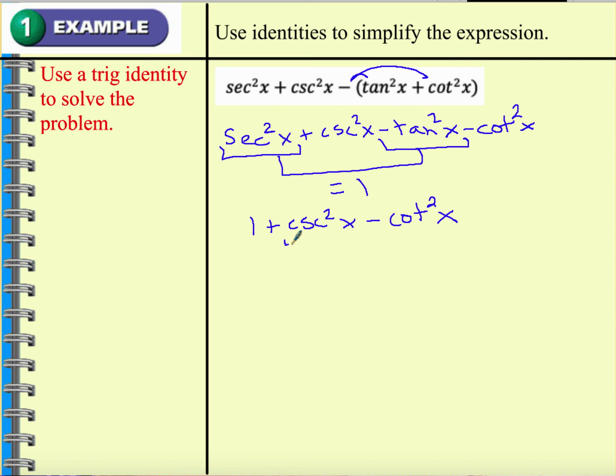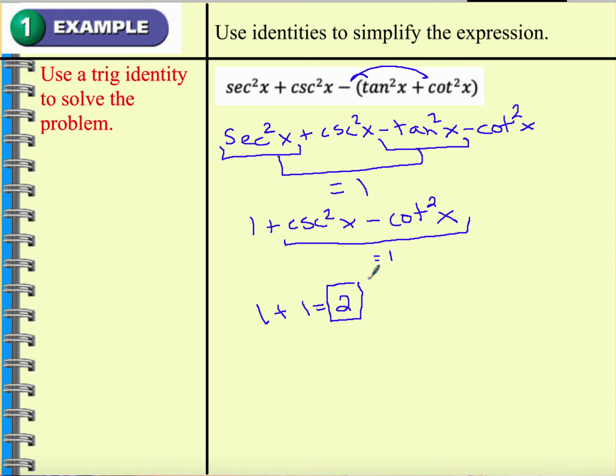Cosecant squared and a negative cotangent squared is equal to 1. That's one of our Pythagorean identities. So I can rewrite this as 1 plus 1. I'm just substituting in 1 for cosecant squared minus cotangent squared. And altogether, this is equal to 2. See how nice having those identities can be? It can make it a lot simpler.